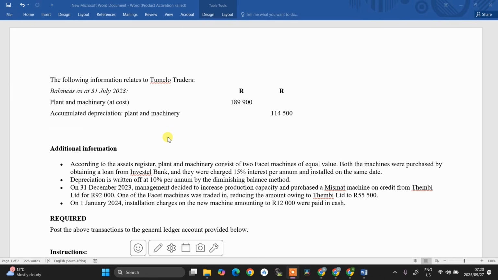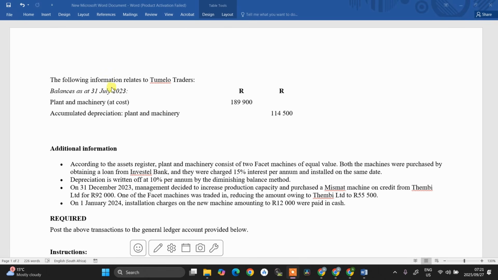It's important that you understand that the machinery realization account is only created when you are trying to dispose an asset. So this account only contains information related to the asset that is being disposed. If you are buying a new machine, you do not record that in your machinery realization account. So let us focus on that. It's very important. So let's read the question.